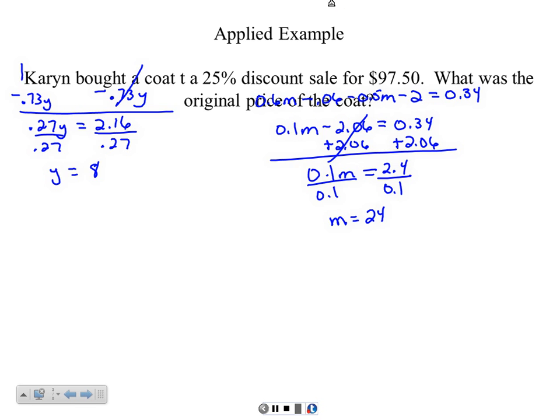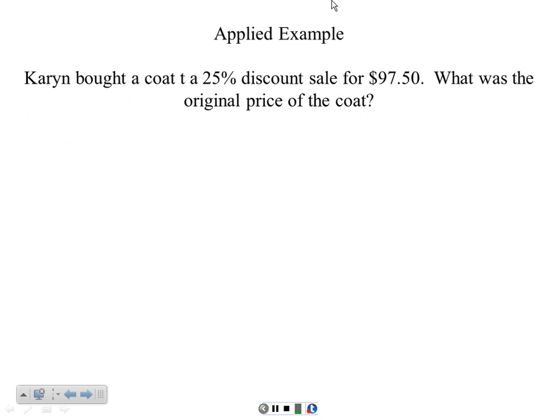Alright. So now we have applied problems. This is a percent problem. So it says Karen bought a coat at a, I think that should say at a 25% discount sale for $97.50. What was the original price of the coat?